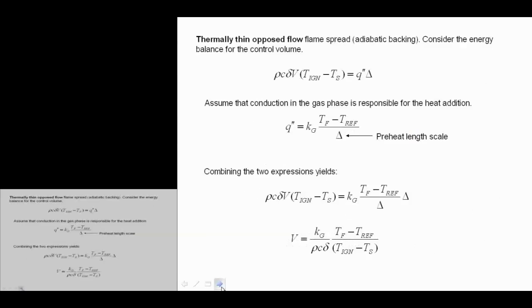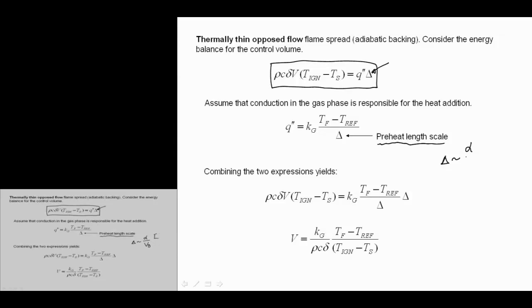And so that's what we're going to see in a second here. Overall energy balance is always the same. We're translating material in, and it's getting heated up over a distance delta. But that delta distance is this preheat length scale, and that preheat length scale comes from this convection diffusion balance, and as we said, is alpha over a velocity. I'm going to call it Vg. So the preheat length scale looks like delta, which is alpha over Vg.